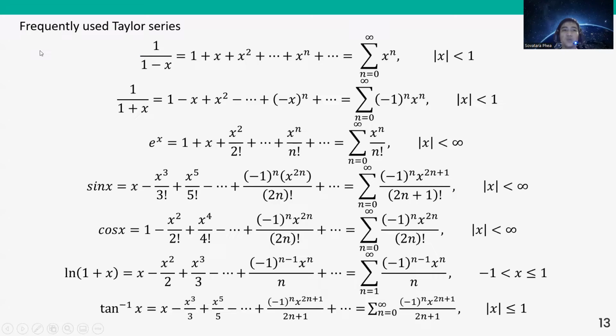And here I want to show something about the frequently used Taylor series. Here, these 7 series are frequently used in mathematics examples and applications, so they are very important.